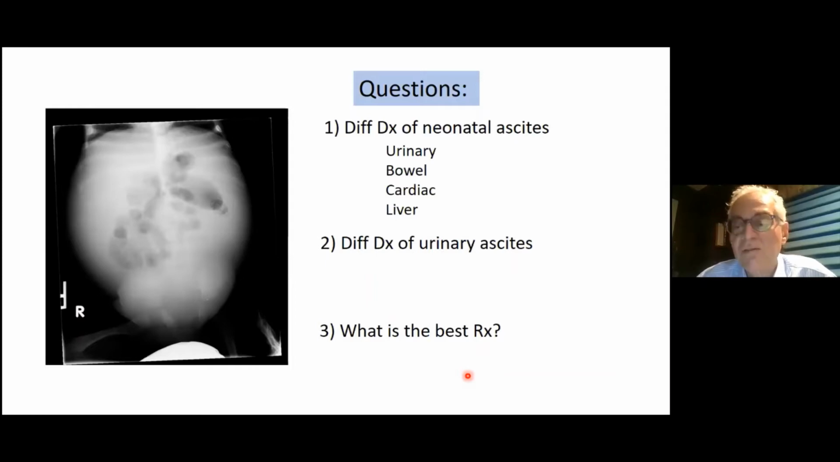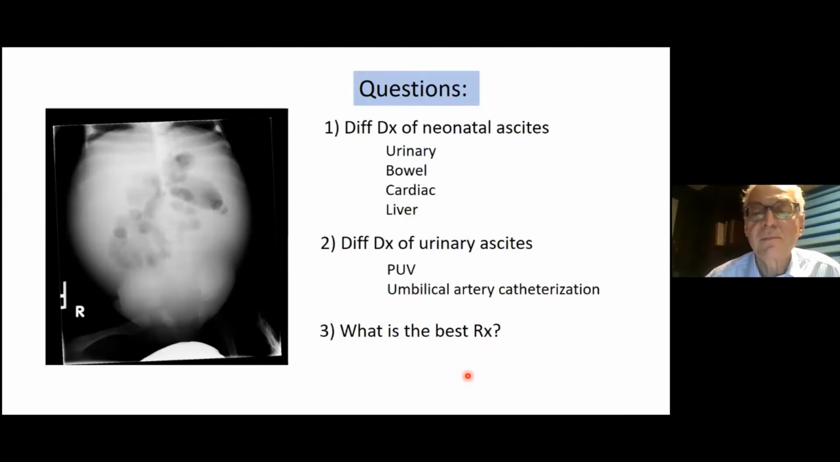Anyone take a guess in the chat box? How about this? Really very minimal, mostly, almost always posterior urethral valves, exactly. And then occasionally you see, and it's less common nowadays, but we used to see not infrequently an umbilical artery catheter gone bad that caused an injury to the bladder, and you got urinary ascites that way. That's much less common nowadays. So it's going to be valves.